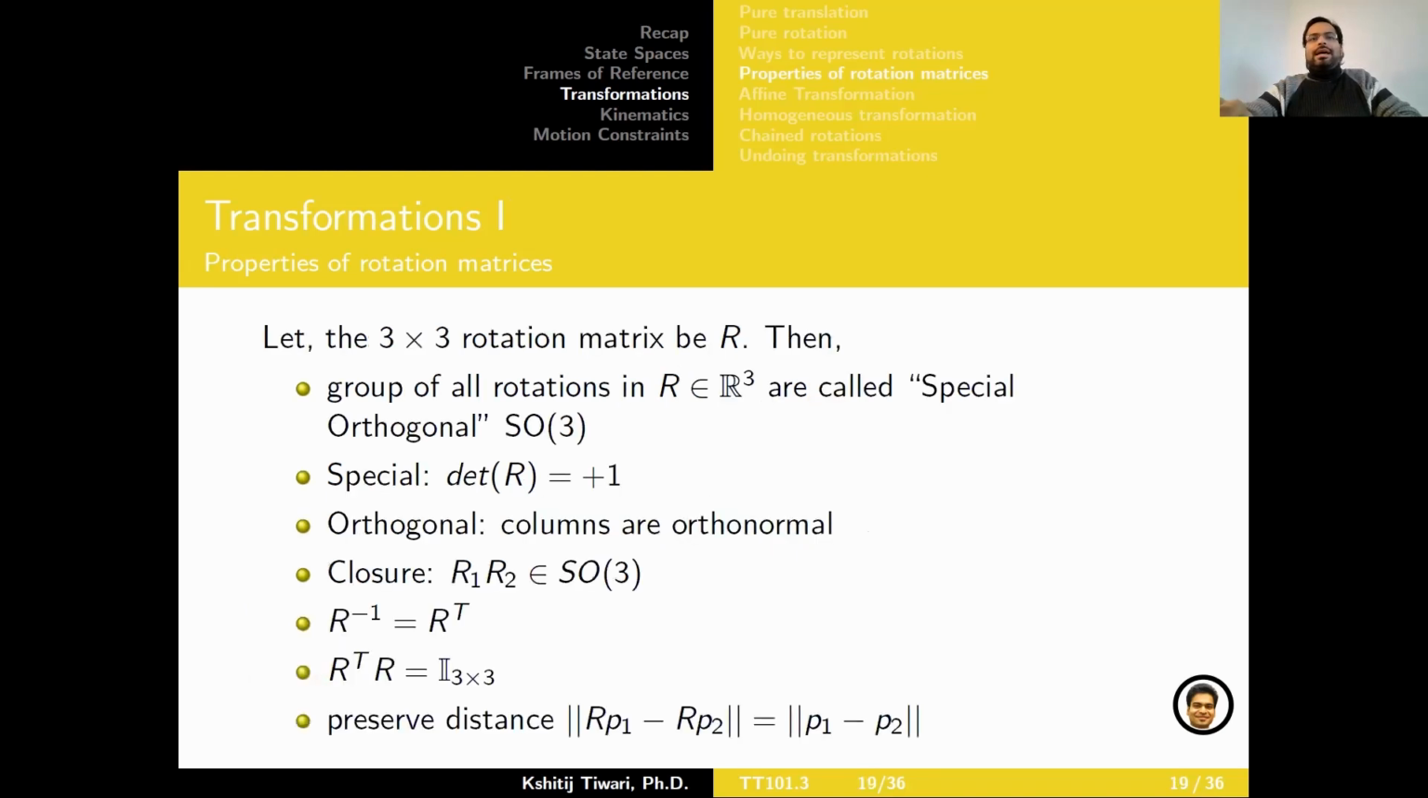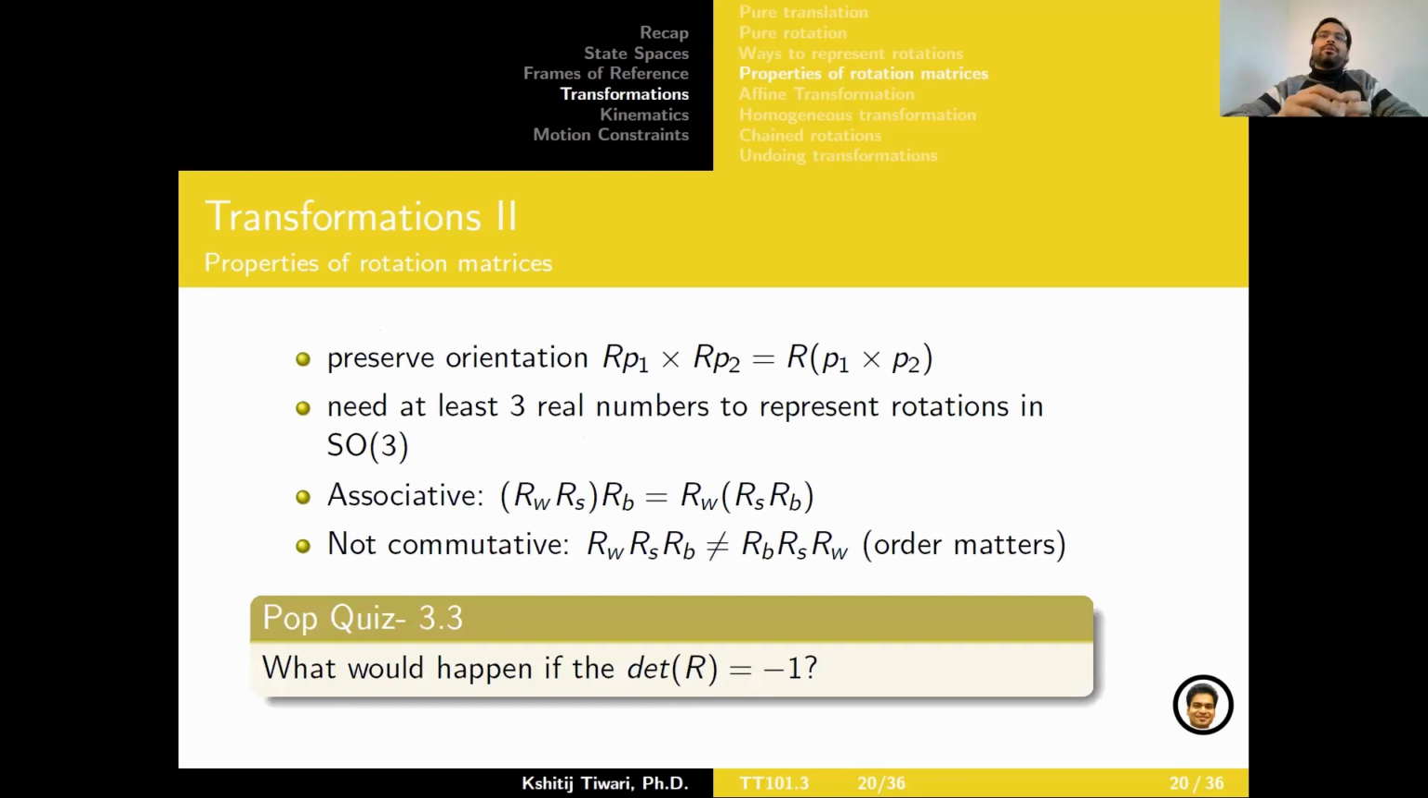And in the previous slide, if you see here, I said they are special because the determinant is +1. Can you think of what would happen if the determinant was equal to -1? And why do we want it to be +1 all the time? It's very straightforward, but it takes a while to come up with the reason why. What happens if the determinant is -1? So give it a thought.